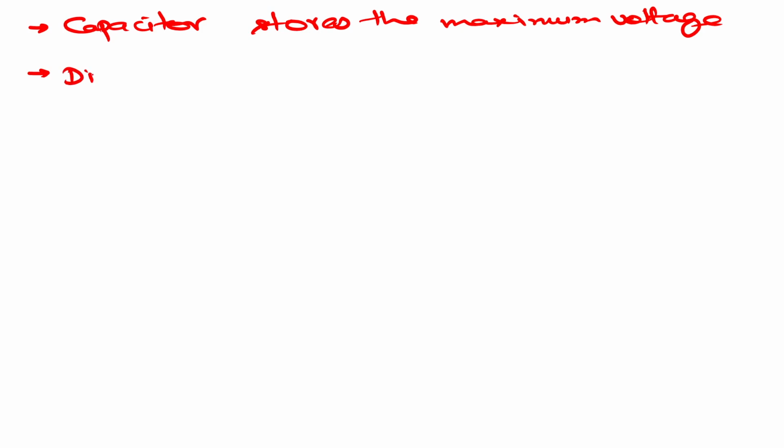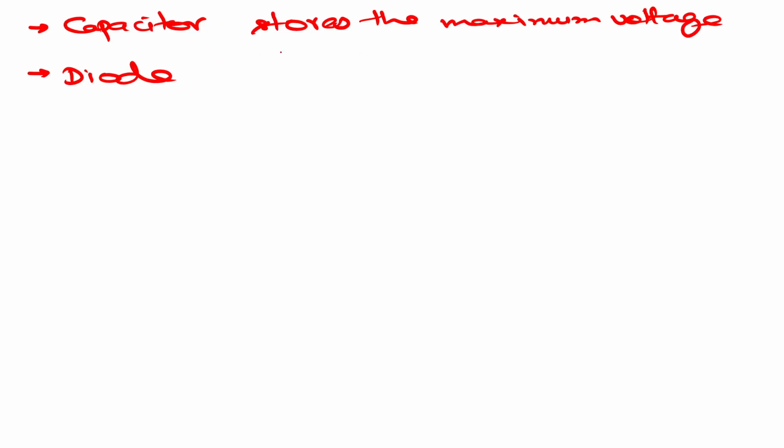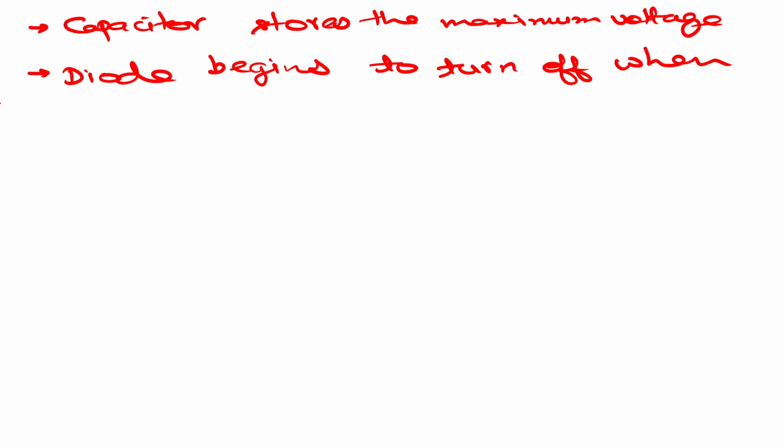Because after this next instant, if you see here, after the peak the voltage starts dropping. That means this condition won't be valid after the peak. What happens then is Vin will be less than Vc plus Vd. So the diode begins to turn off when the input starts falling.